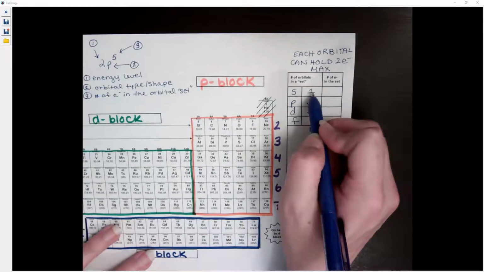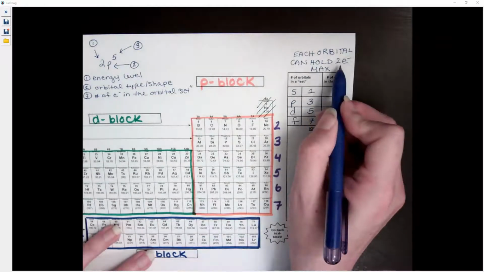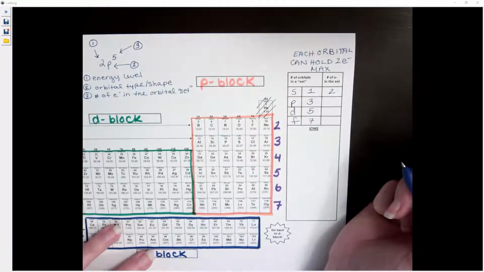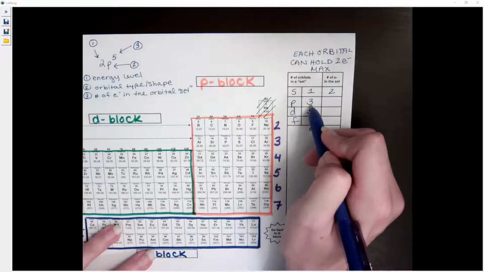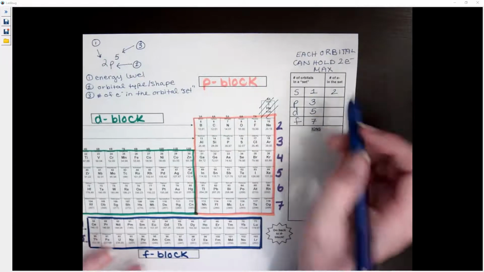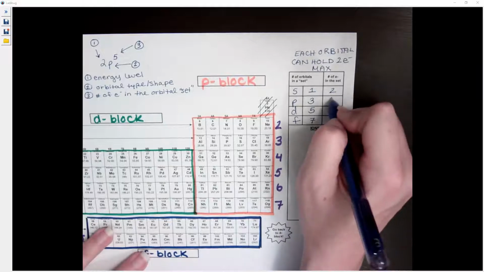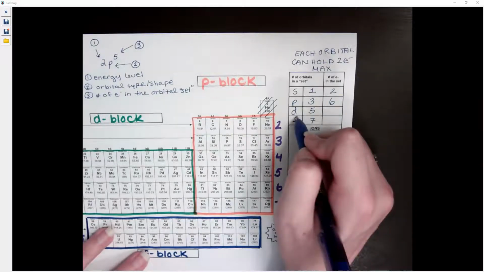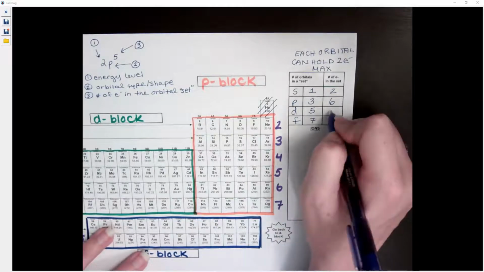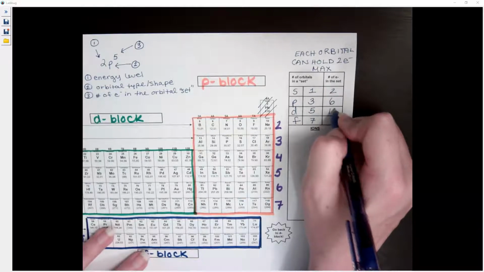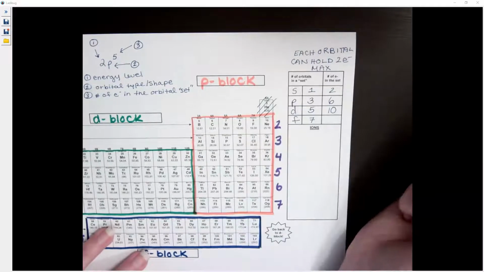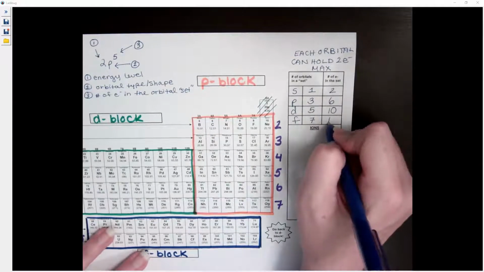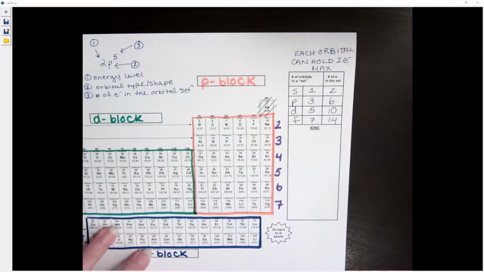So if I have 1 S orbital and it can hold 2 electrons, that means altogether in that set I can hold 2. If I have 3 orbitals that are P-shaped and they each hold 2 electrons, that means I can fit 6 electrons in that set. D comes in a set of 5. They each hold 2. So that's a total of 10. F comes in a set of 7. They each hold 2. So a total of 14.